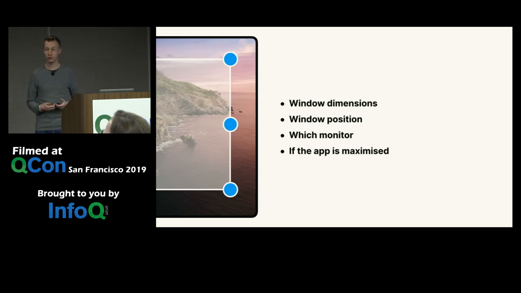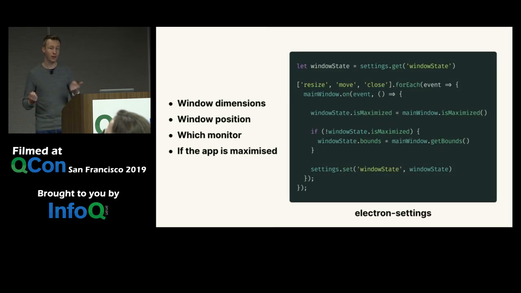So you can do that yourself in code. It's not that hard. Electron has events for the resize and move event. And you can get the window geometry with the mainWindow.getBounds function. To deal with the maximized state, however, there's two things we want to do. First, we want to record if the app is in a maximized state, which we can find out with mainWindow.isMaximized. And then we only save the window geometry if the app is not maximized.